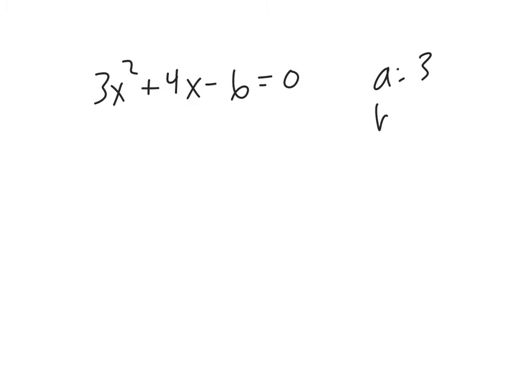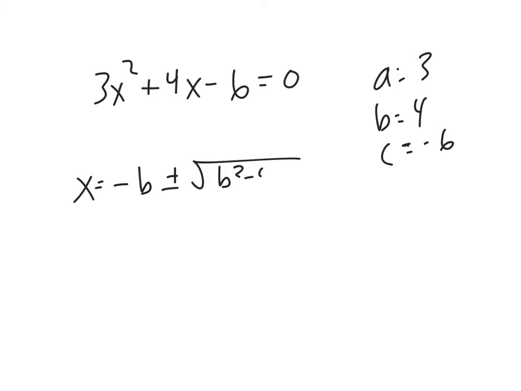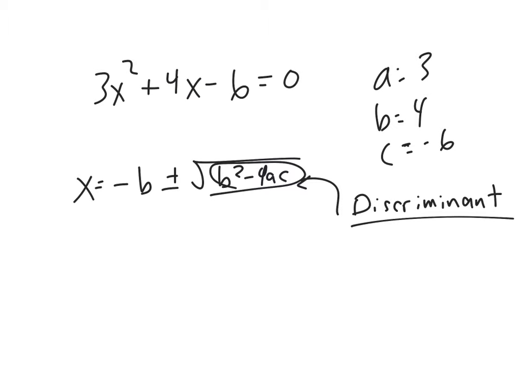All right, so let's go 3x squared plus 4x minus 6 this time. Okay, so now the a and the b are the same, but the c is negative, and that's going to be important because it's going to allow our bottom half to be positive. So, or our discriminant to be positive. That b squared minus 4ac is called the discriminant. That part right there is the discriminant, and that's what tells us what answers we got.